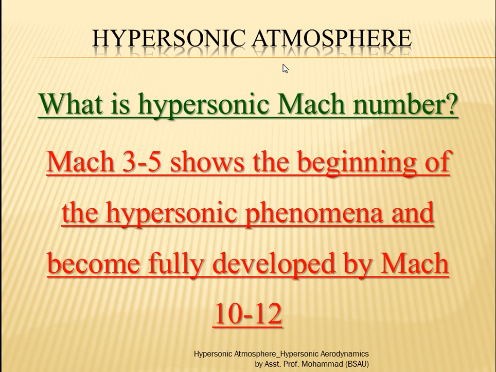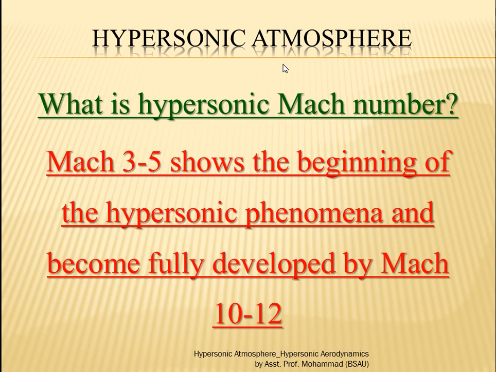It's very clear here. You can see that Mach number 3 to 5 shows the beginning of these hypersonic phenomena. We have just discussed the 5 basic hypersonic phenomena available in the atmosphere, so we call it the hypersonic regime. These phenomena start showing up at the very beginning level at as low as Mach number 3 or 5, and they become fully developed by Mach number 10 or 12.